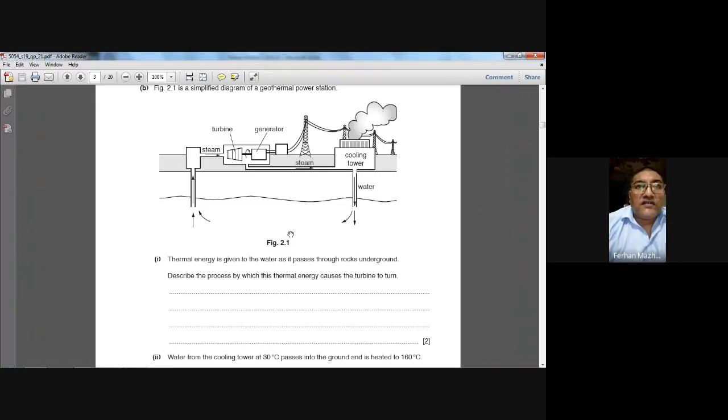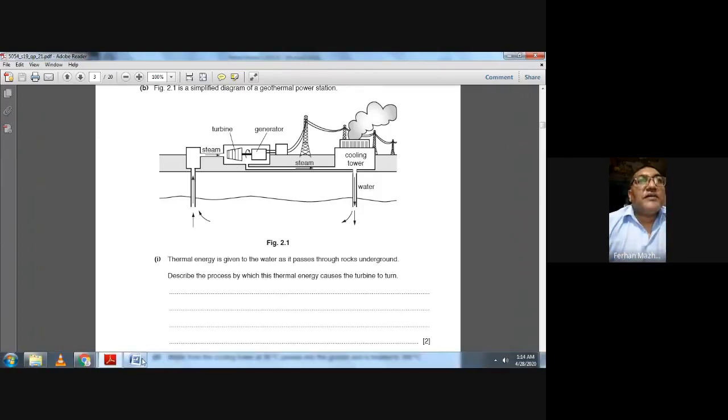The temperature of the water will rise, and the water will turn into steam, and that steam will be at very high pressure. And that steam under very high pressure comes out from here. When that steam at very high pressure comes here, it hits the blades of the turbine, and the turbine starts turning or rotating. And this is the question he wants you to describe, this process.